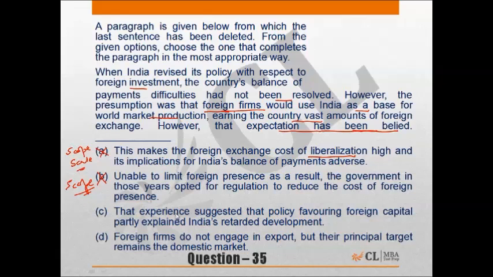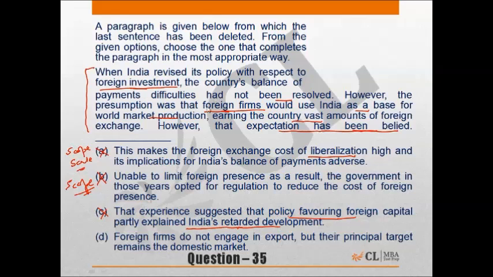Choice C. That experience suggested that policy favoring foreign capital partly explained India's retarded development. Choice C again is incorrect on account of scope and also out of context, which is nothing but the scope. Two things. It is talking about partly explaining India's retarded development. This is talking about a very small period, so we cannot just extrapolate this. Secondly, nowhere does the passage say foreign capital was favored. India revised its policy with respect to foreign investment. It does not say that foreign capital was favored; that is an assumption.